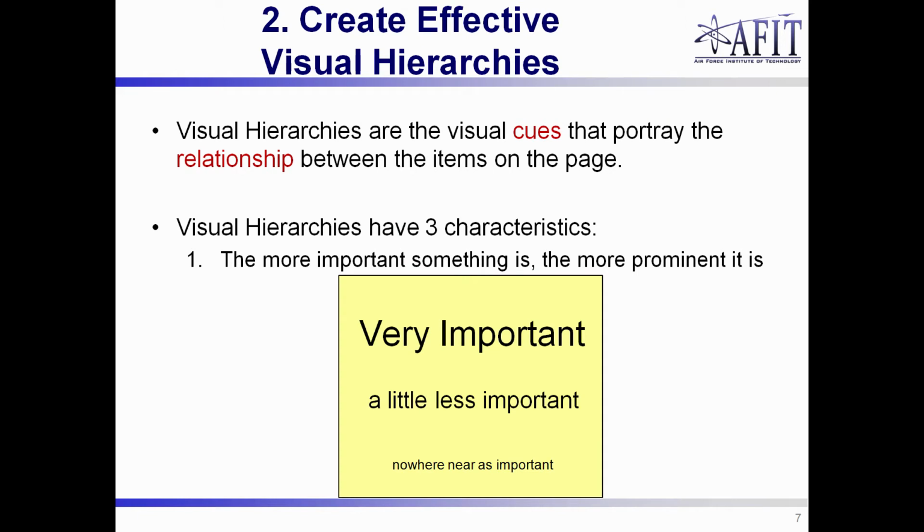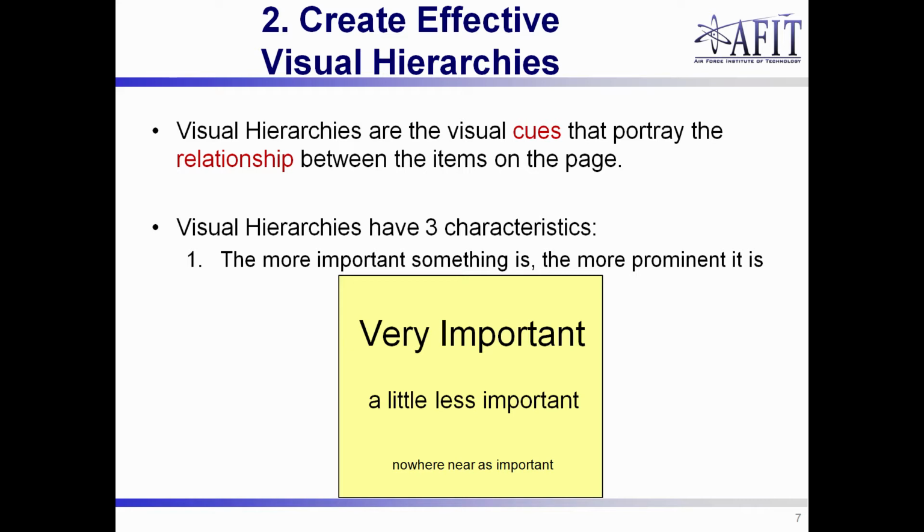The second principle is to create effective visual hierarchies. Now, a visual hierarchy is the visual cue that portrays the relationship between the various items that are on the page. And so visual hierarchies actually have three characteristics. The first characteristic is the more important something is, the more prominent it is.